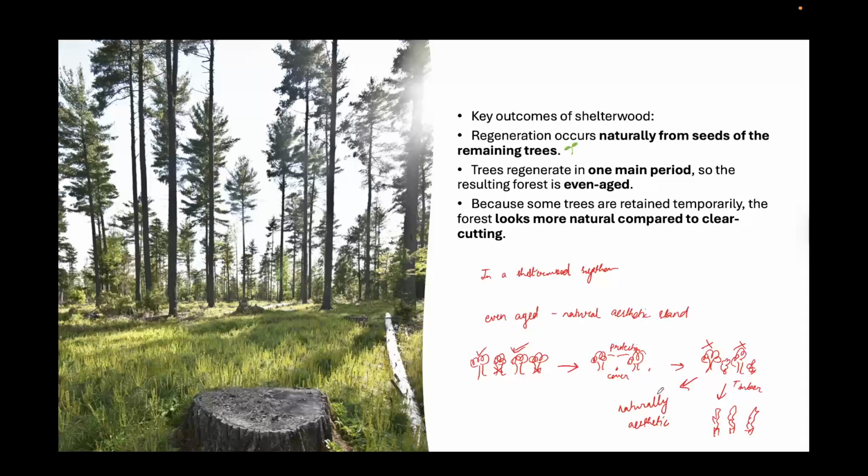So that is why the answer is naturally aesthetic, even-aged forests are created as a result of the shelterwood system. Is it clear to the students? If yes, just let me know in the chat box with a like or a yes. Then we will move ahead to the next question. In the shelterwood system, we create an even-aged and naturally aesthetic forest type.